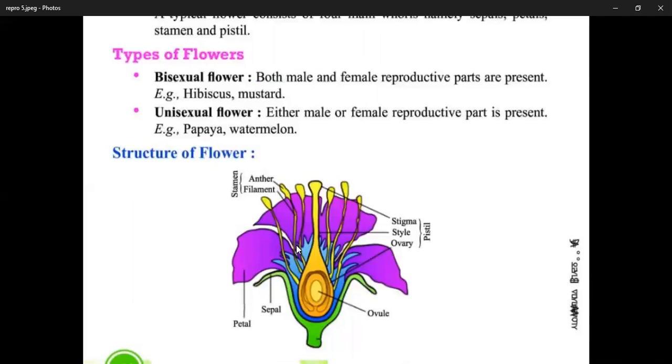This is the diagram of a typical flower. So this is the ovule that contains the egg. This is the ovary. This is the stigma and the style. This is the structure of a carpel or pistil. These are the sepals and this is the petal. And this is the stamen. Stamen has two parts, anther and filament.